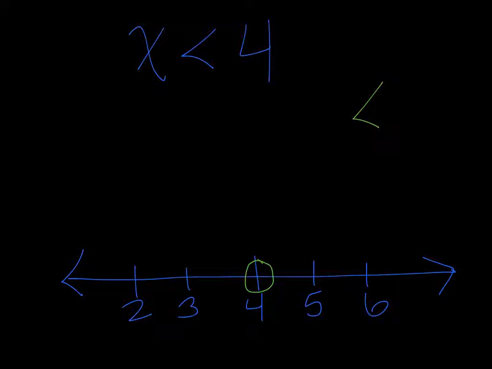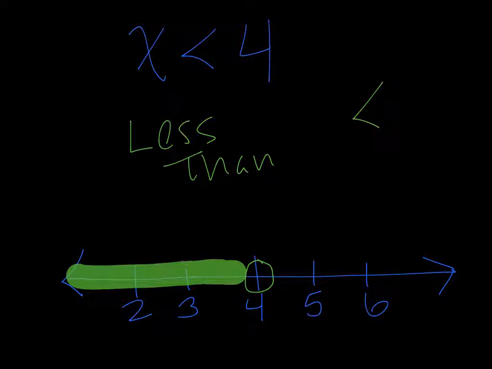So we're going to put an open circle on 4, and since this is less than, we're going to shade the numbers on our number line that are less than 4. So we're going to shade to the left, everything to the left. So this is saying that all the numbers to the left of our 4 will work for this solution.